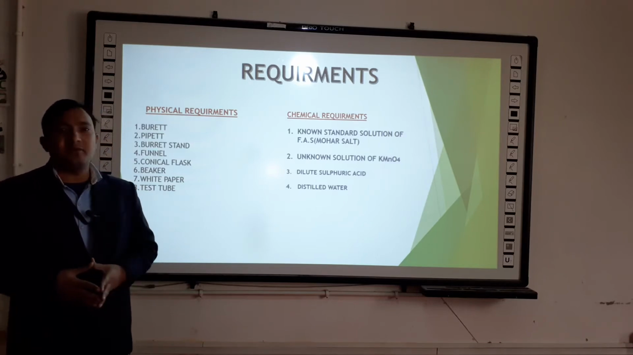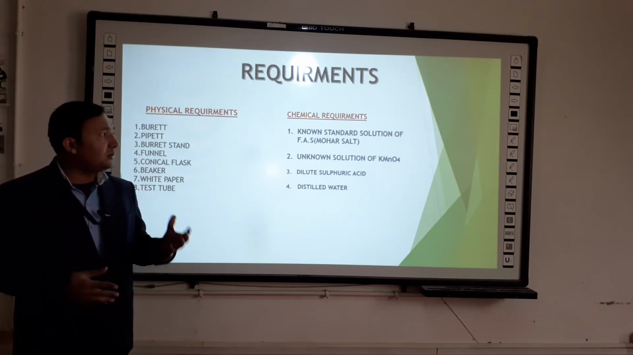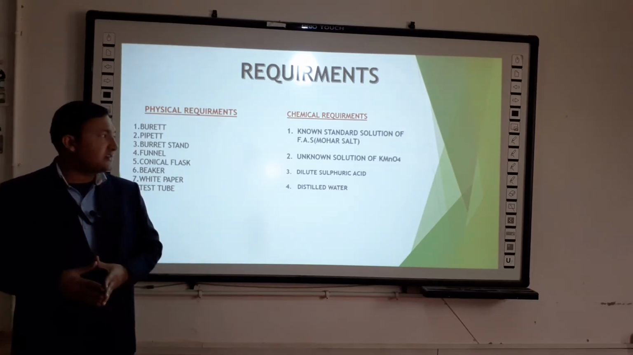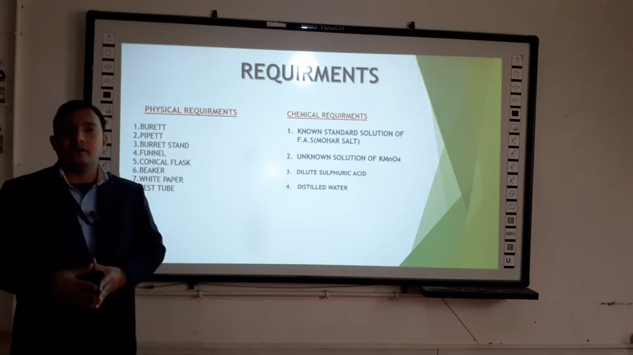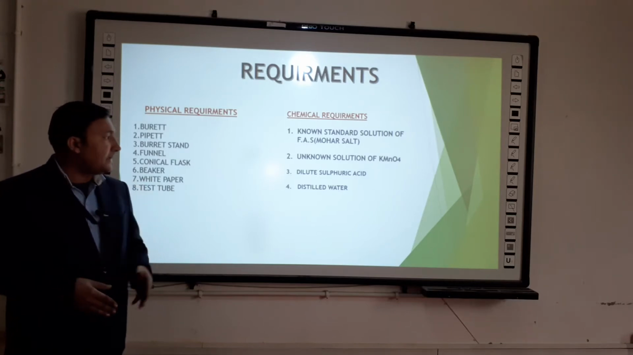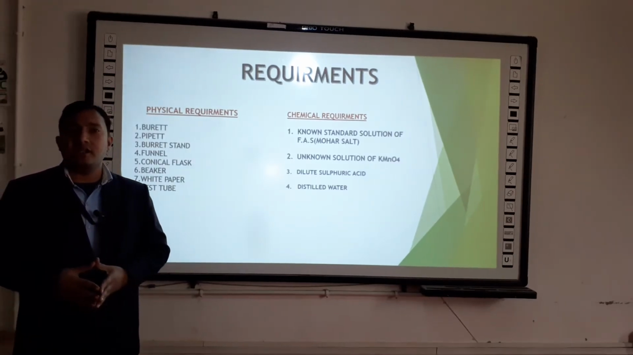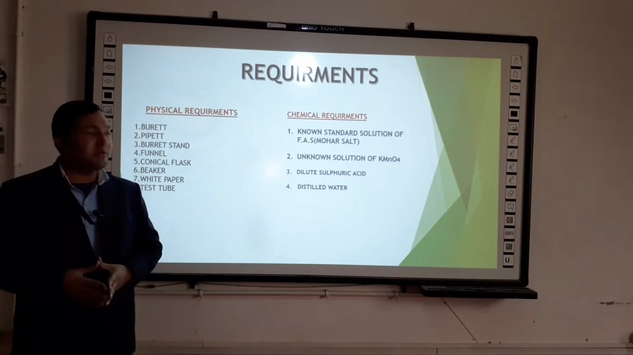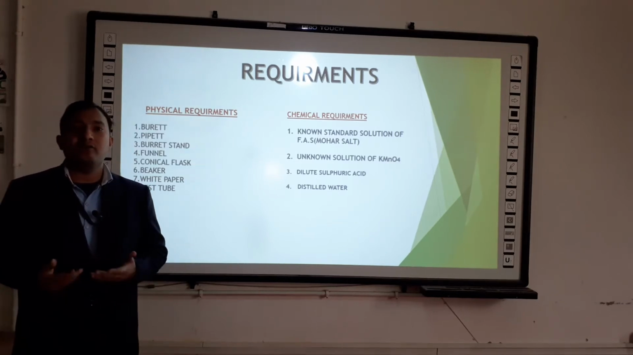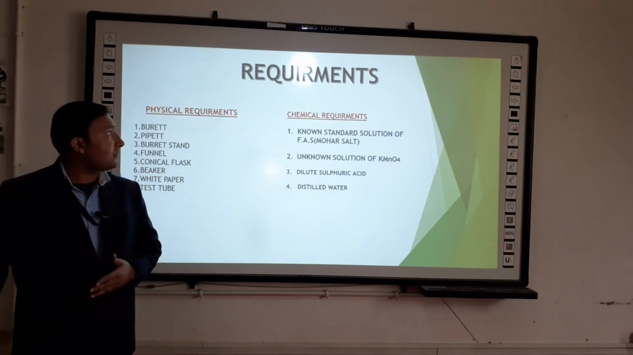The second thing required is the unknown solution of KMnO4, whose concentration and strength we are going to determine. The third thing required is a dilute solution of sulfuric acid, with a concentration of 5N. The next chemical requirement is distilled water. So to perform this experiment, first of all manage all these requirements so that you can perform it better.